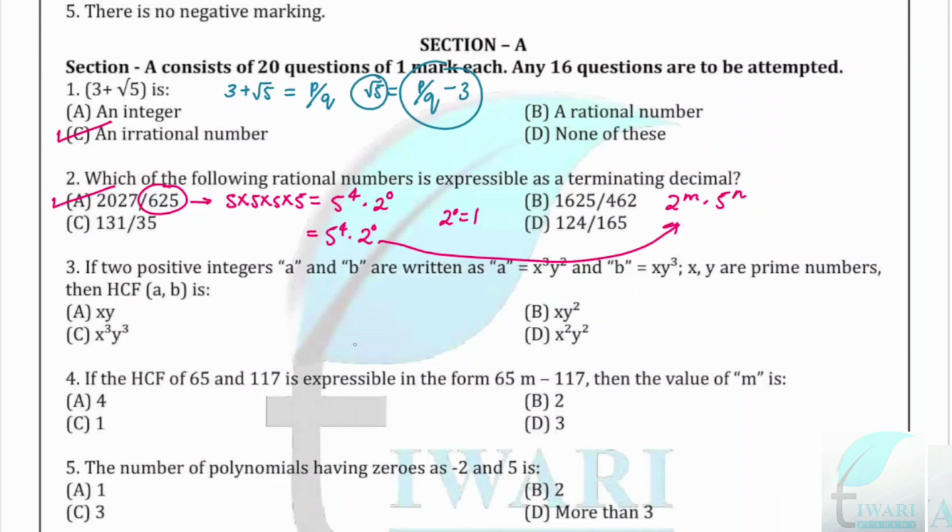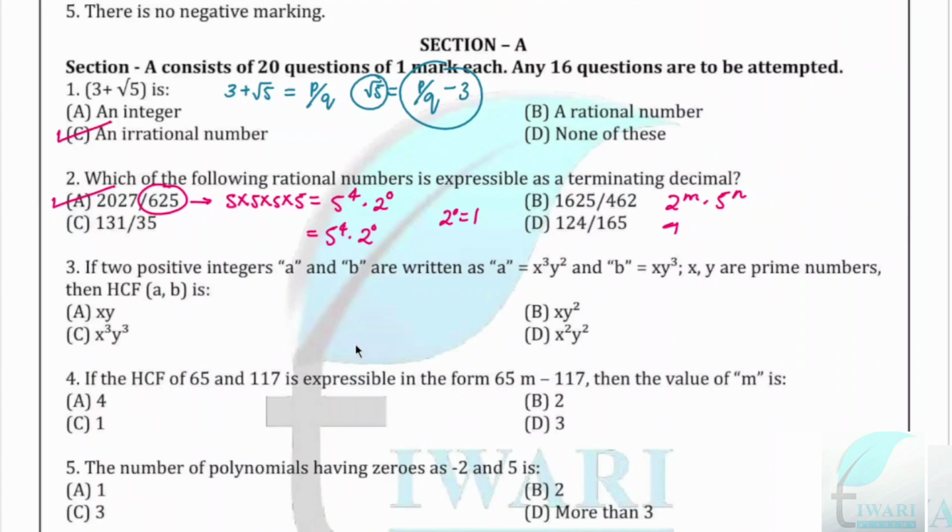Now coming on to the third question. If two positive integers a and b are written as a equals x cube into y square and b equals x into y cube, where x and y are prime numbers, what is the HCF of a, b?